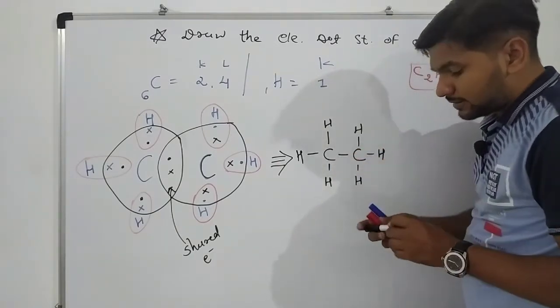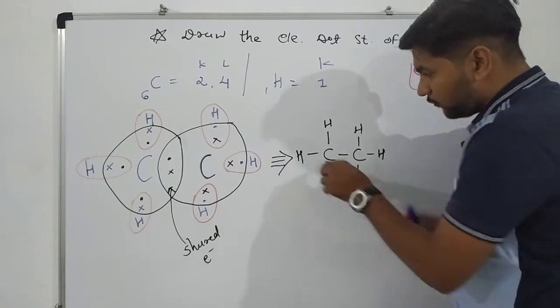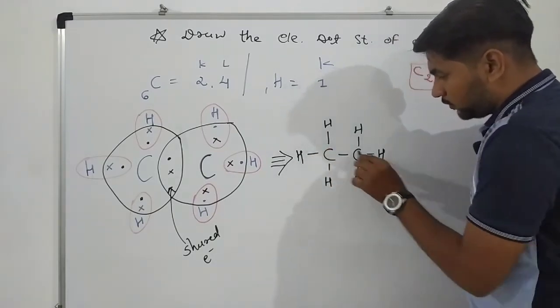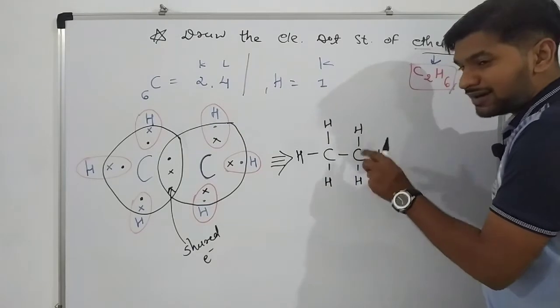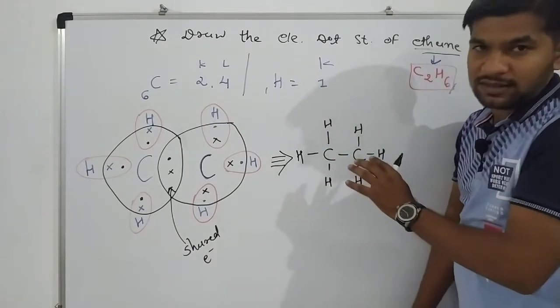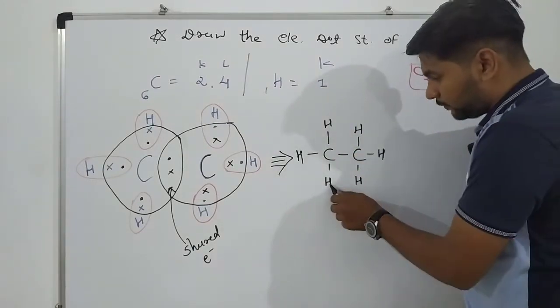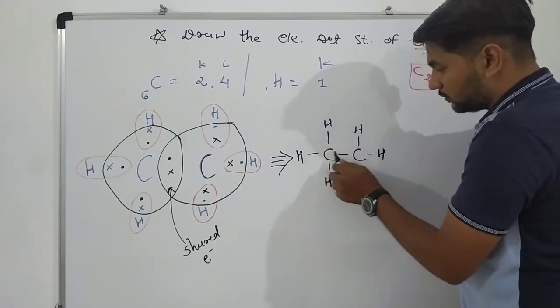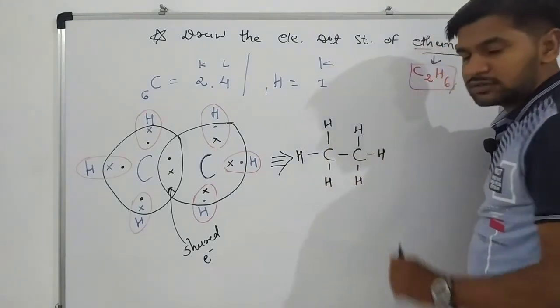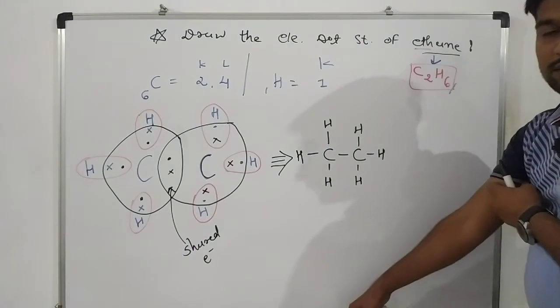Now here you can see this is the carbon. It has 4 valences, satisfied: 1, 2, 3, 4. All carbons have satisfied their valences and completed their octet. Hydrogen has a single electron, so it is complete. Okay.